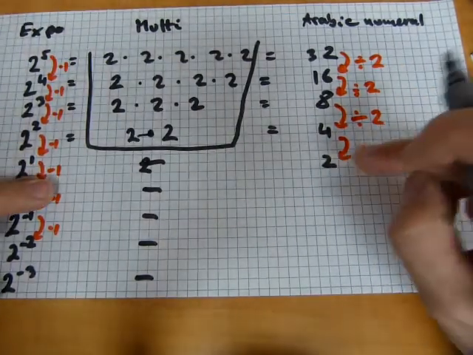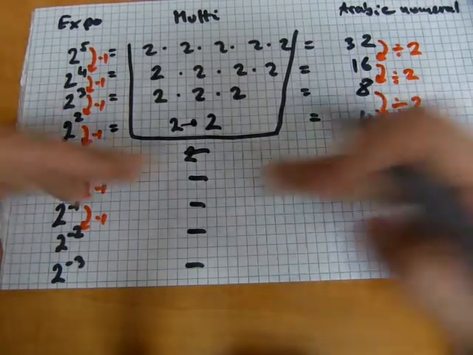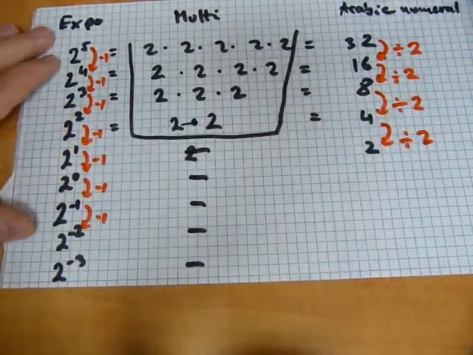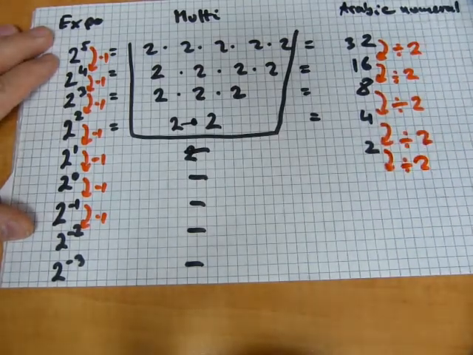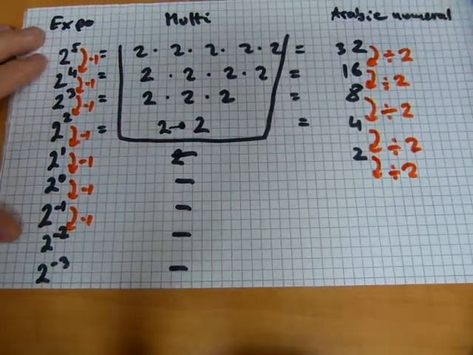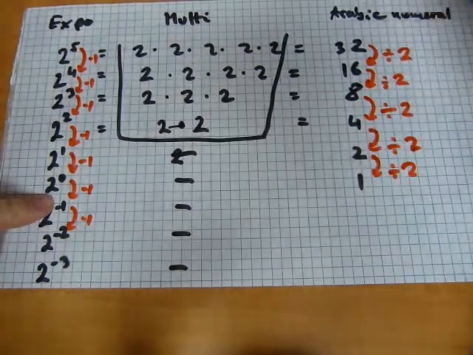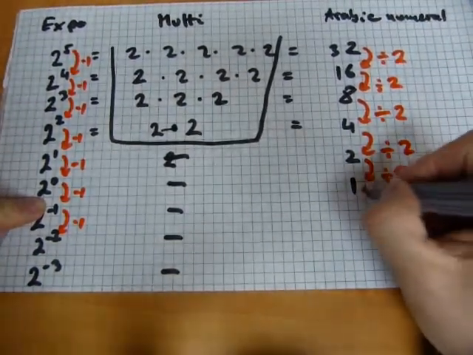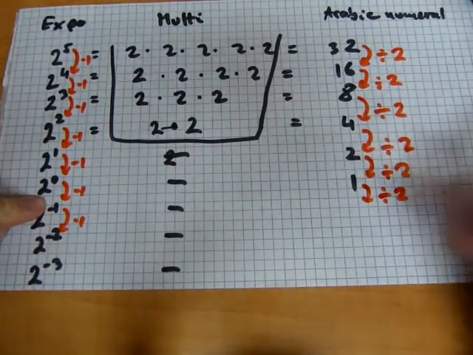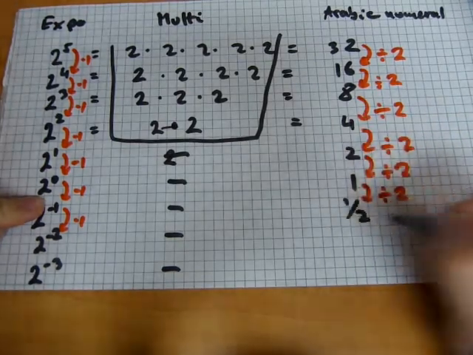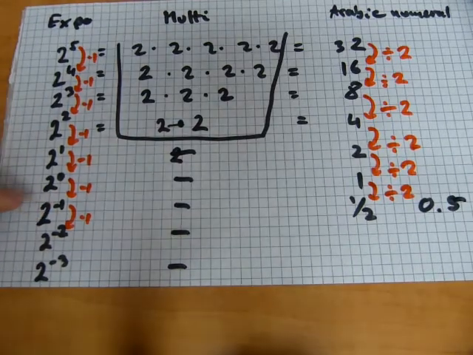So 2 to the power of 1 is 2. This number is the same as that number, whether you write it this way or that way. It's the same one concept. Next one will be, same pattern continues. 2 divided by 2 is 1. 2 to the power of 0 is 1. Okay. The next one will be, same pattern. What's 1 divided by 2? I'm just gonna go 1 over 2, or of course you can write it in a decimal number, 0.5.